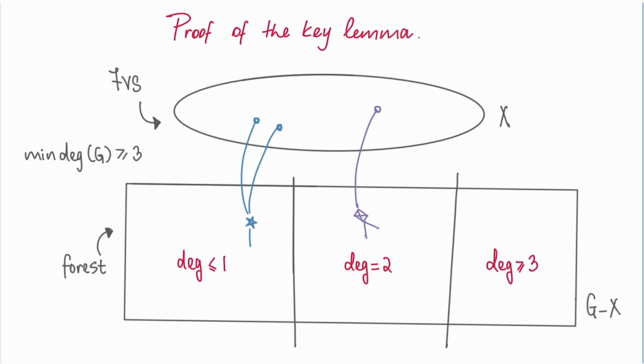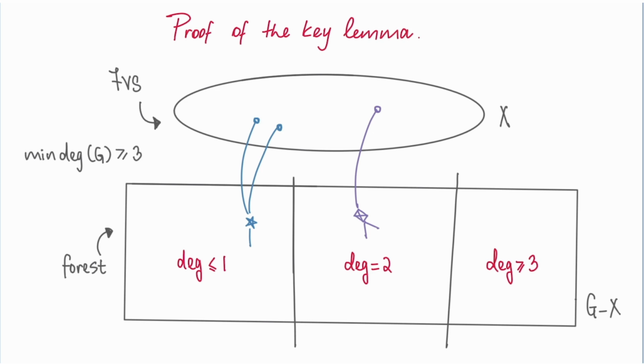So all the leaf vertices and isolated vertices of the forest G minus X must have at least 2 and at least 3 more neighbors respectively in the FVS X, and every vertex that has degree exactly 2 in G minus X must have at least 1 neighbor in X. This is just based on the assumption that G has minimum degree at least 3. So notice that this picture is already looking pretty promising because we are able to generate some edges that are going across, and the number of these edges is actually some function of some subset of vertices in G minus X. That's all that we have for now.